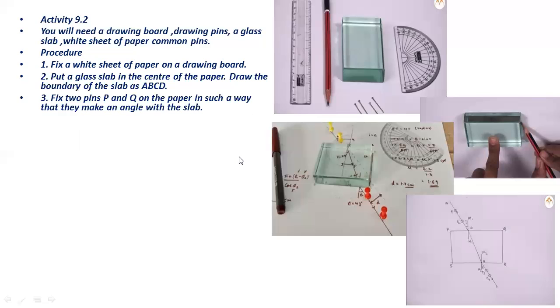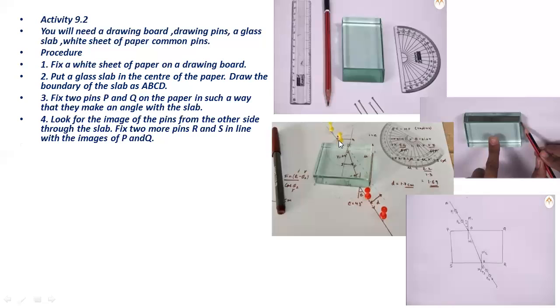Fix two pins P and Q on the paper. These are the two pins. You can see the two common pins on this paper. These are the two pins which, after removing, I just mark with a pencil. Fix two pins at one side of the slab on the paper in such a way that they make an angle with the slab. You can see these pins are making an angle with the slab.